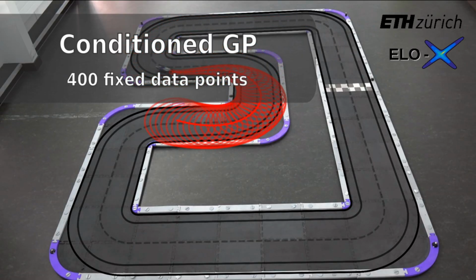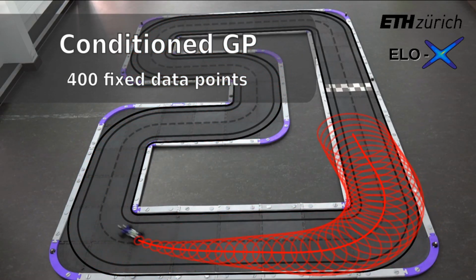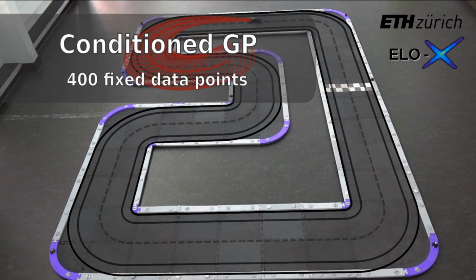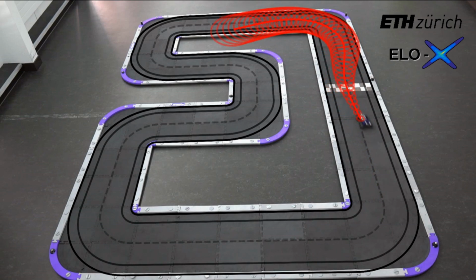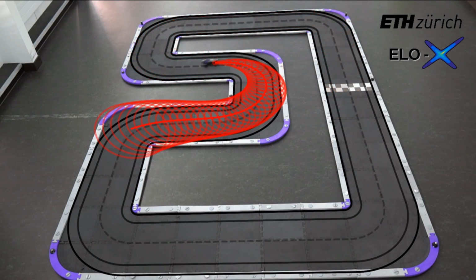In the second run, the GP model is updated with 400 data points collected in the first run. The resulting uncertainty predictions are significantly smaller, allowing the car to drive closer to the track boundary, leading to faster lap times.